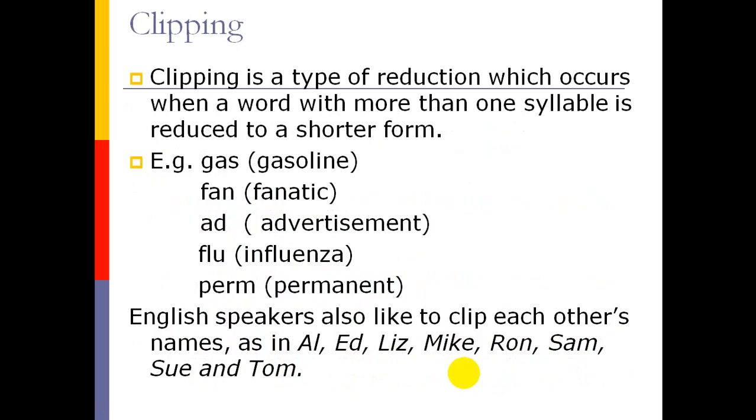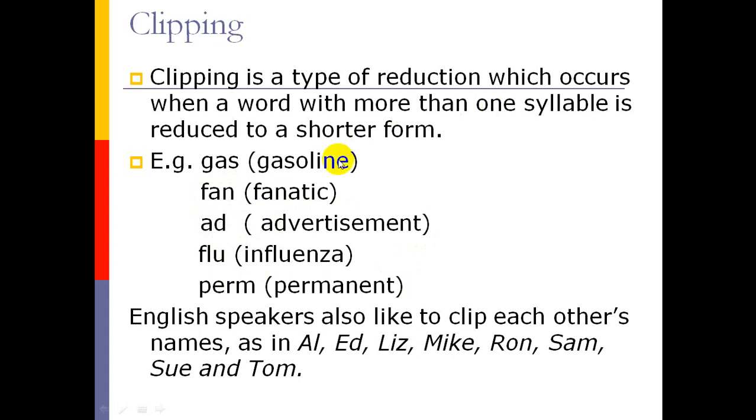We have clipping. Clipping is a type of reduction which occurs when a word with more than one syllable is reduced to a shorter form. So it is originally a word with more than one syllable. This word is reduced to a shorter form, like gas from gasoline, fan from fanatic, ad from advertisement, flu from influenza. So we have many words that can be easily clipped into a one syllable word.